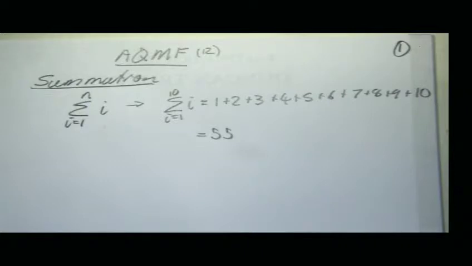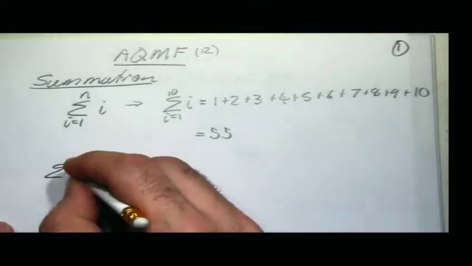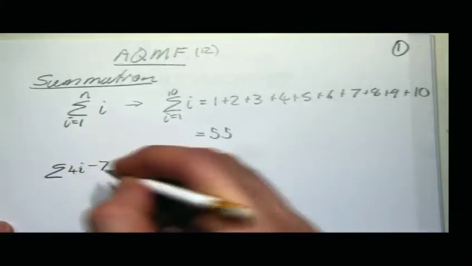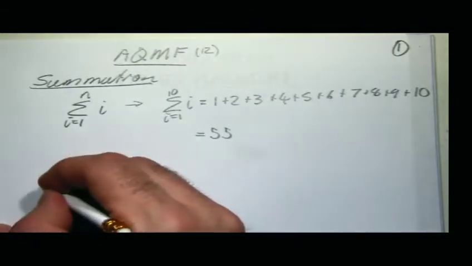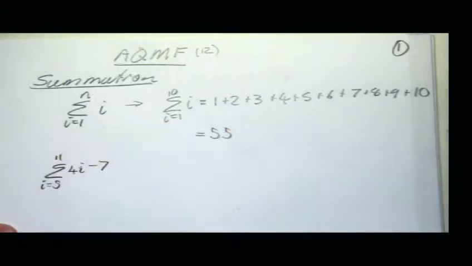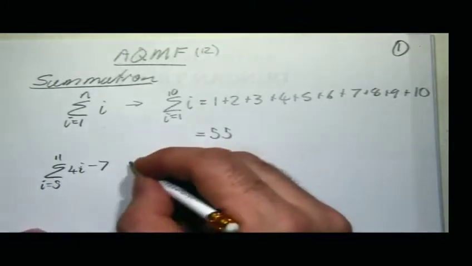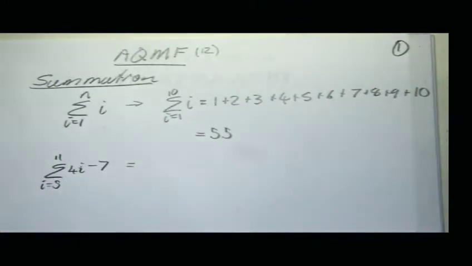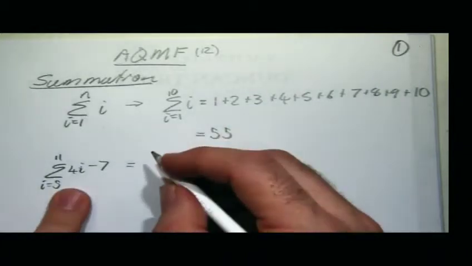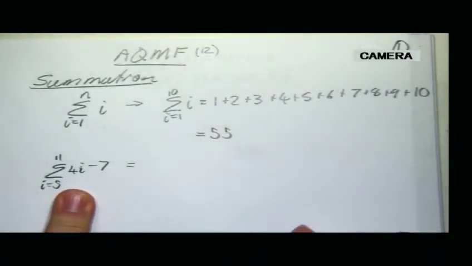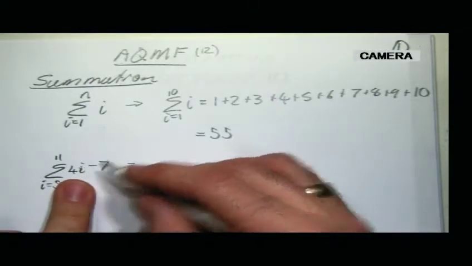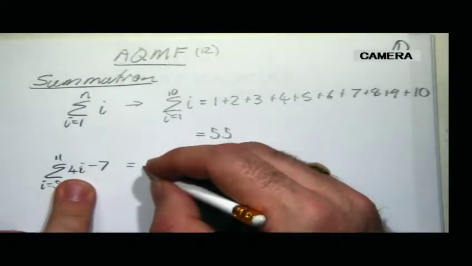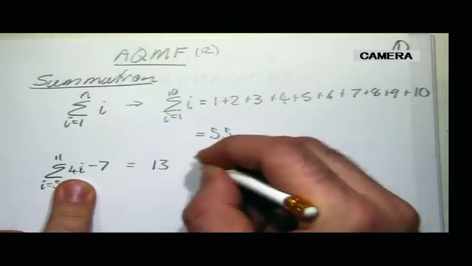So my first advice whenever we're faced with a sum: actually write out the first few terms, write out the last couple of terms, see what you've got. If you had a sum which said 4i minus 7, from i is equal to 5 to 11, I've made it up somewhat arbitrarily, but if I put in i is equal to 5, I get 4 times 5 minus 7, so 20 minus 7, which gets me 13.